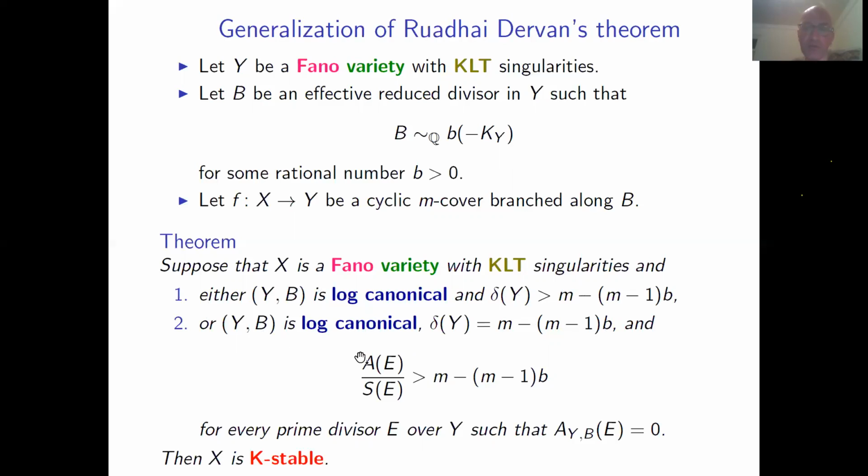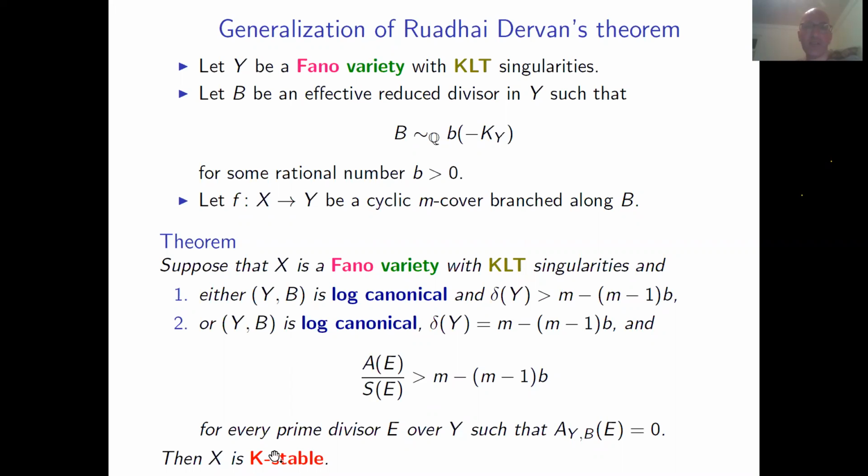This pair is log canonical, but we also assume that this ratio A(E)/S(E), where A is the log discrepancy and S is a number defined a long time ago, is strictly bigger than the bound for every prime divisor E such that the log discrepancy of this log pair is 0. So basically, this log pair being log canonical means that all log discrepancies of this log pair, if you blow up, are bigger than or equal to 0. So if one of them is 0, then we want the exceptional divisor that gives you 0 log discrepancy to satisfy this. We want also this. So if all of this is satisfied, then X is K-stable.